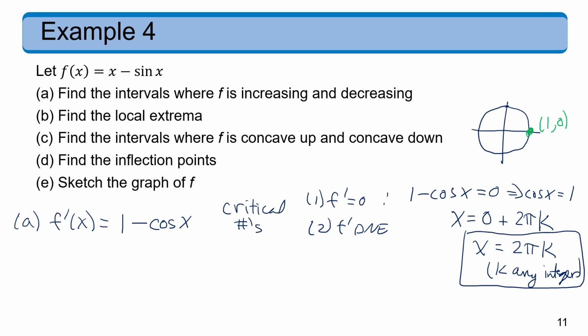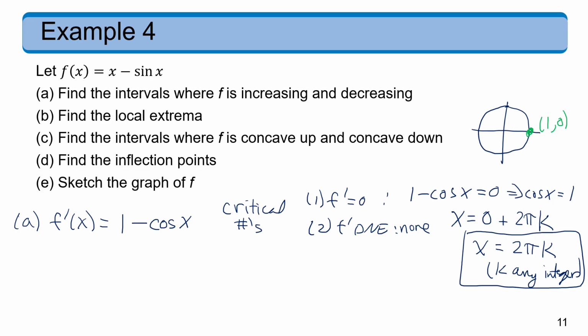We still have to look at the f prime undefined. If you look at the formula for f prime, right, cosine is defined for all x. So this is always defined, so we're not going to get anything from the second case. But we still have an infinite number of critical numbers to deal with. So we obviously can't put them all on a number line, but since this is a periodic type function, we can just find a pattern.